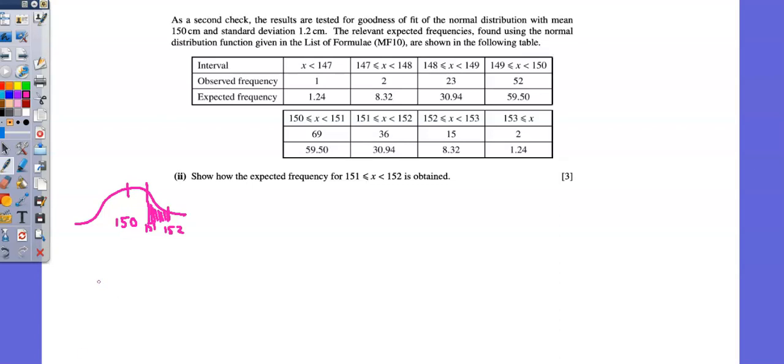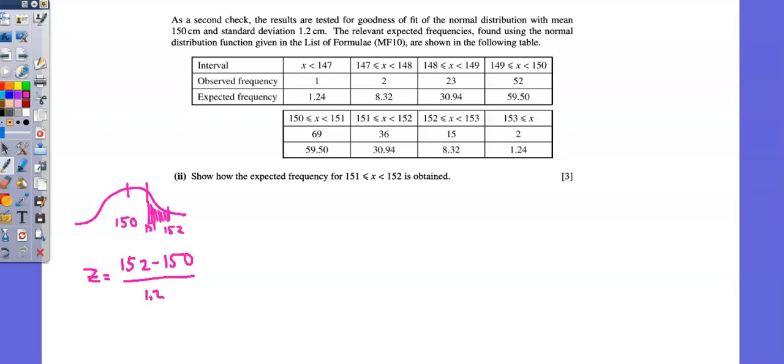To work with the normal distribution function table referenced in the question that's in the formula book, this says MF10. Currently the formula book is MF19. I need z-scores. So let's find the z-score for the measurement of 152. That will be the measurement, 152, minus the mean, 150, over the standard deviation, given as 1.2.